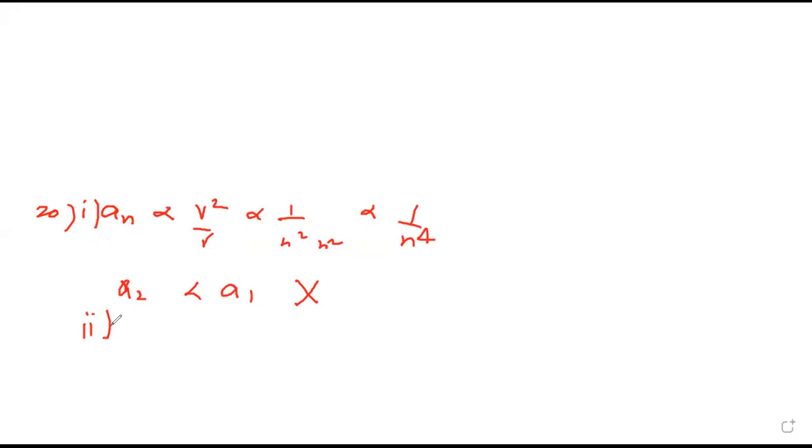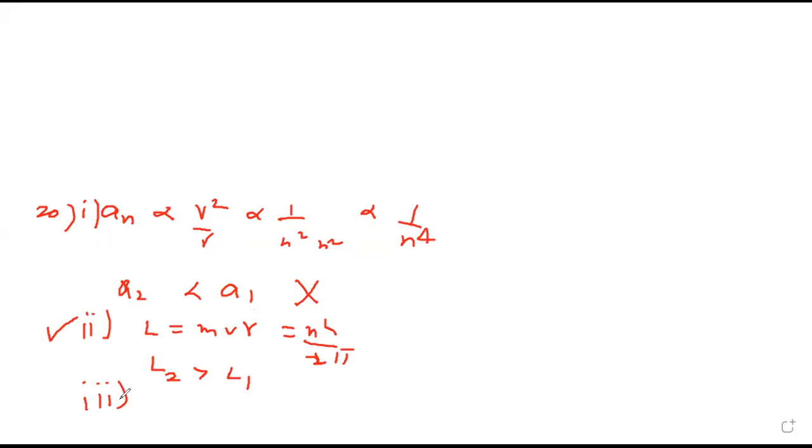Second one: momentum in the second orbit is more than in the first. Angular momentum mvr is nh upon 2 pi, so clearly we can say momentum in the second is greater than the first. So this is the correct one.